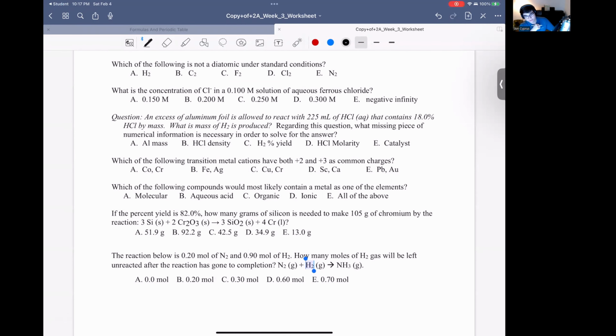All right, next says, which of the following is not a diatomic under standard conditions? So H2, C2, F2, Cl2, and N2. The answer here is going to be C2.